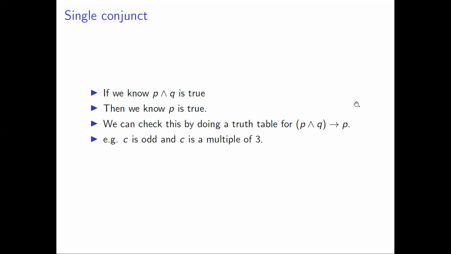So for example, suppose that we know C is odd and C is a multiple of 3. Then we can conclude that C is odd. So sometimes in a proof, you might know multiple things about some element, and you only need to use one of those things for some part of the proof. So that would be a time where you would use this, and it would make sense to use it.